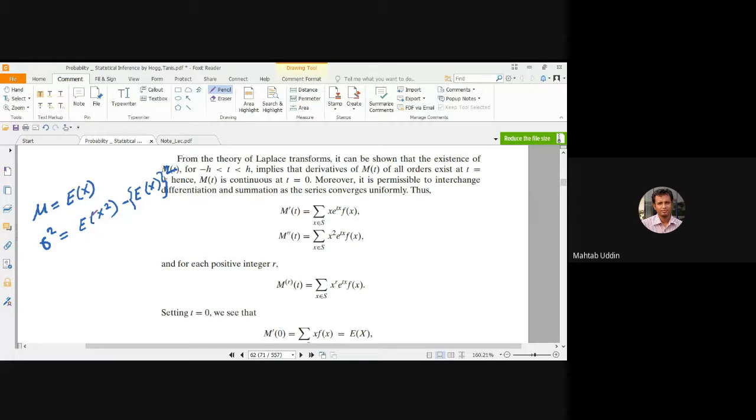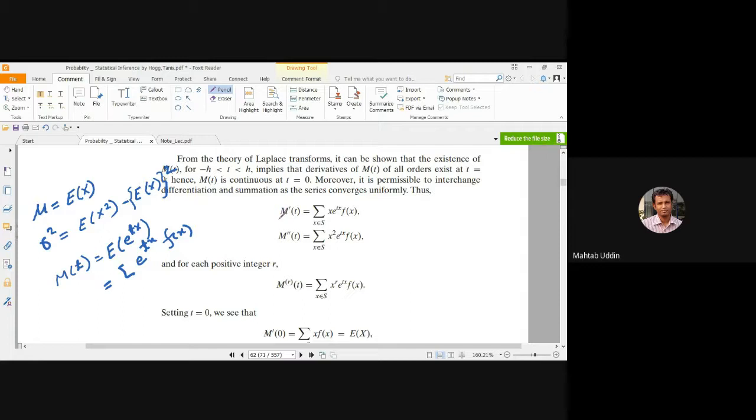Instead, the moment generating function is easier. The moment generating function M(t) is equal to the expectation of e to the tx, and that can be found as the sum of e to the tx f(x). Now we'll try to understand how we can find the moment generating function. We can find the mean and variance by the moment generating function.